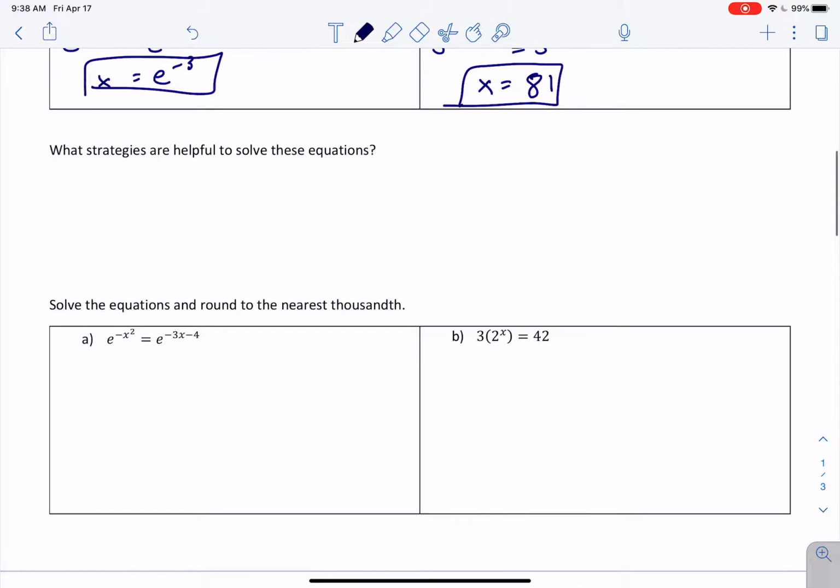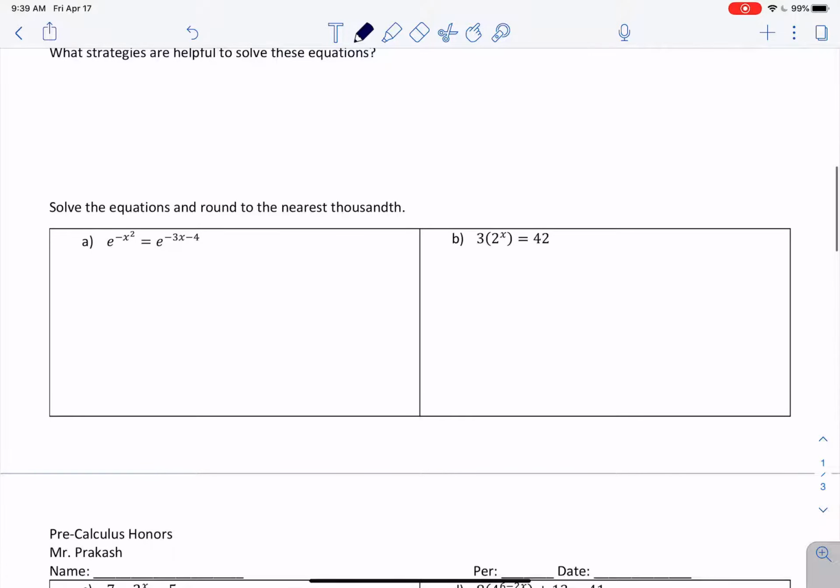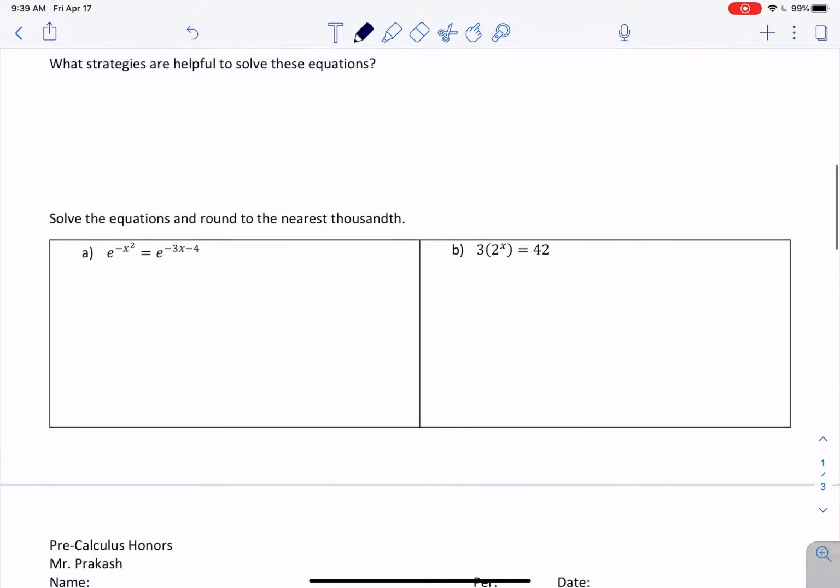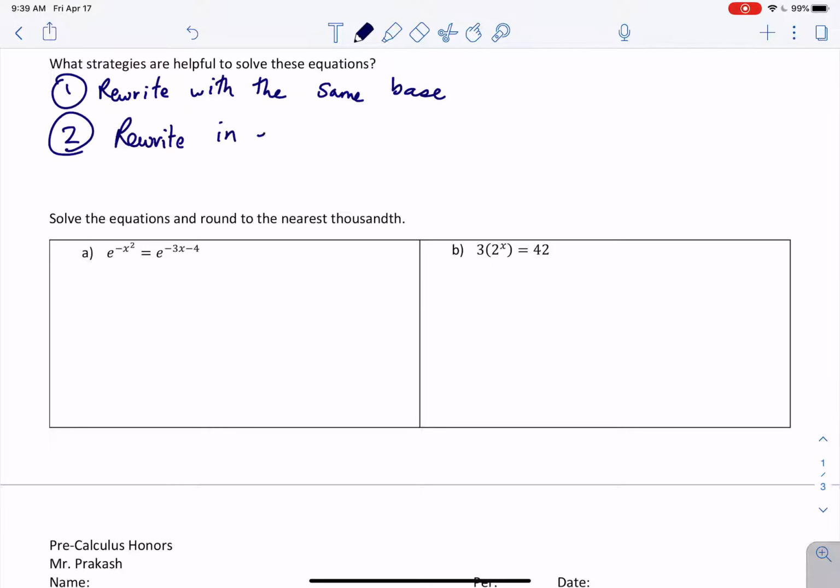So generally, we have these strategies to solve these equations. The next thing you want to look at is, can you rewrite them with the same base to use the one-to-one property? Or can you rewrite in exponential or log form, the other one from what you already have?